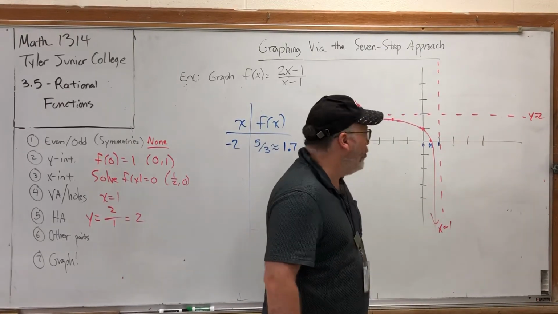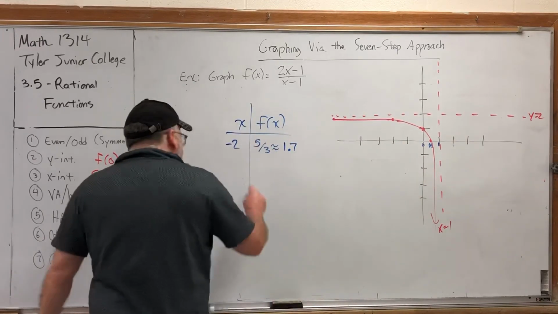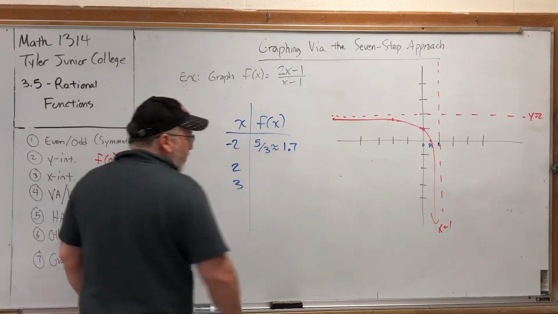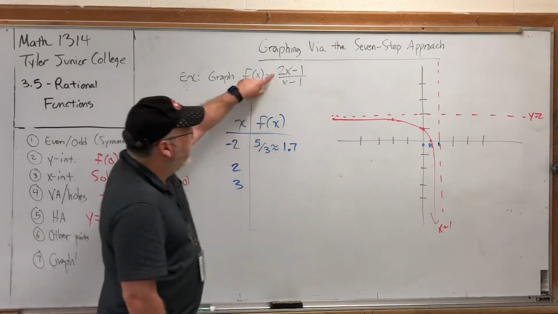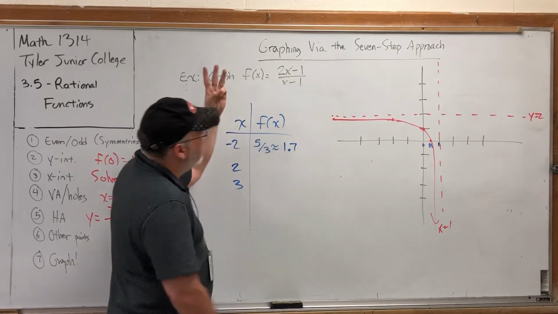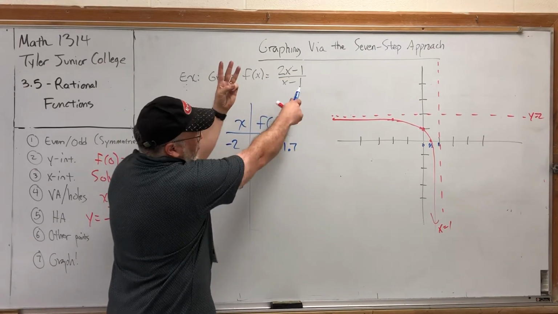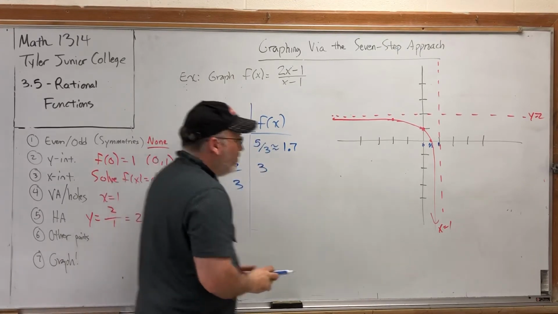Let's get a couple of points. Let's pick 2 and let's pick 3. If I put 2 into the function, that's easy. 2 times 2 is 4, 4 minus 1 is 3, the top is 3. If I put 2 here, 2 minus 1 is 1, and 3 over 1 is 3. So 2 comma 3 is a point.